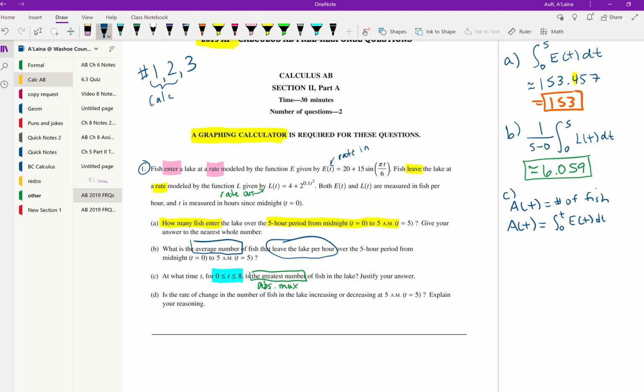And then minus, oops, I can actually keep this in one integral because it'll be the same time interval, minus the number of fish that are leaving. And that also needs to be integrated. So I'll put that dt at the end. That's the number of fish.